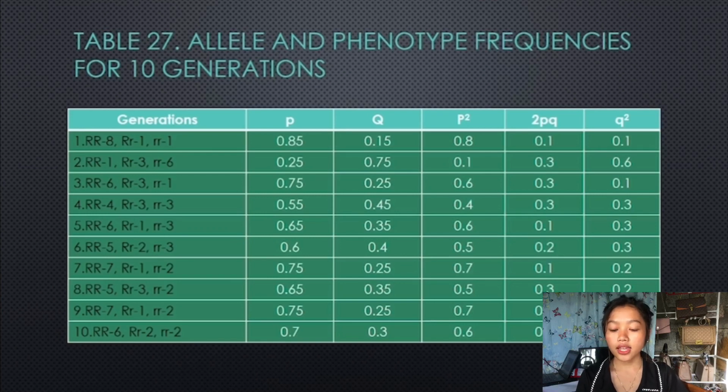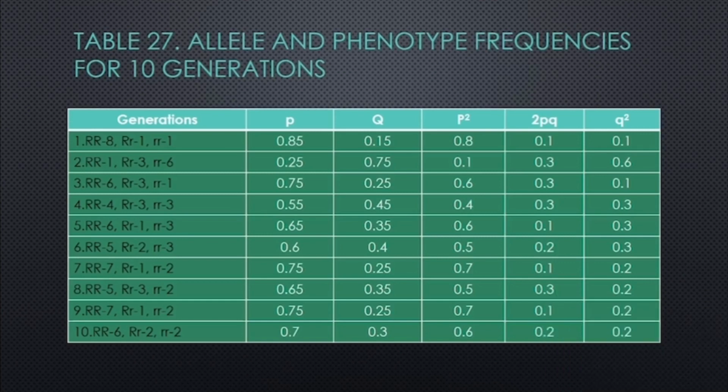In order to get the Q squared, we need to divide 1 over the population, which is 10. This will result to 0.1. And in order for us to get the value of Q, we just need to follow the formula Q equals Q squared plus 1/2 times 2PQ.